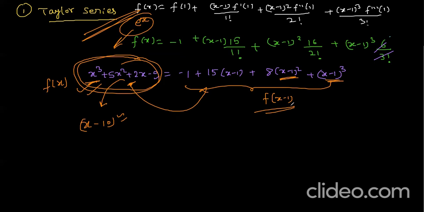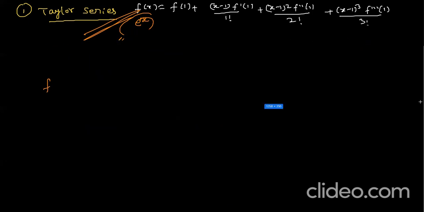Understood? One more example I explain. Mu 2. Okay. But you understood, right? Okay.